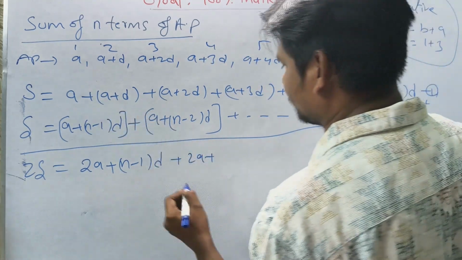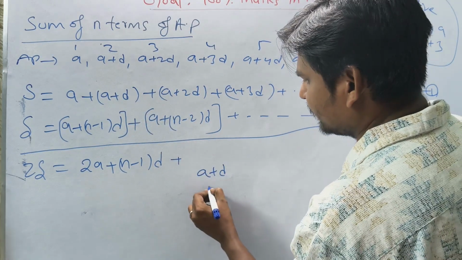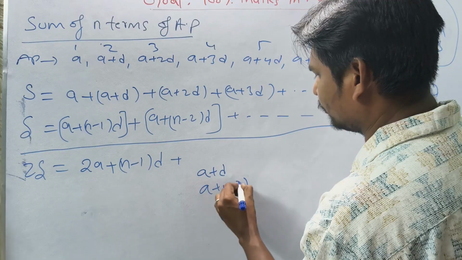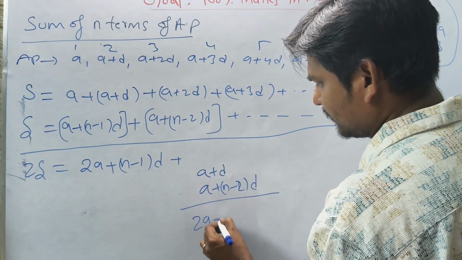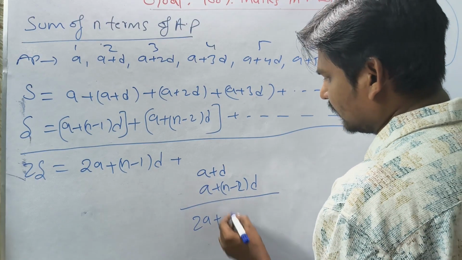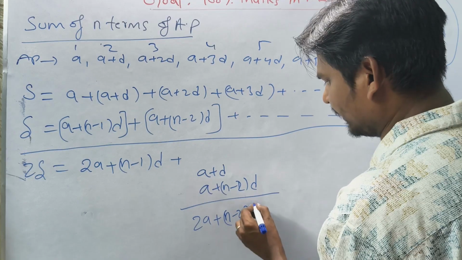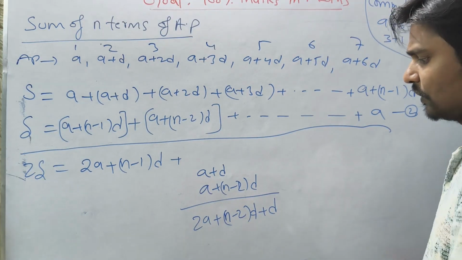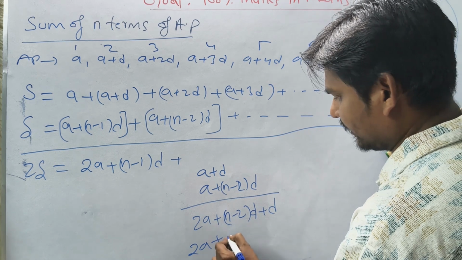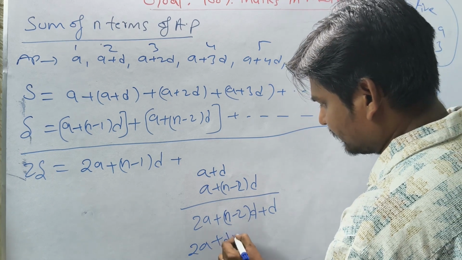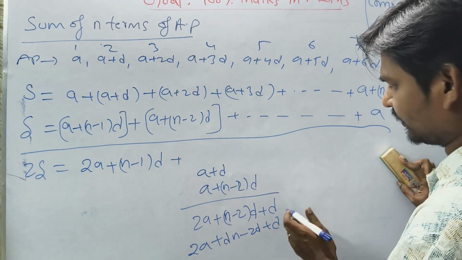See here, I am solving separately, otherwise once you check here, a plus d and a plus n minus 2 into d. Clear? From this what you will get here? 2a plus, here it gives n minus 2 into 2d plus d. Correct? Now if you solve this one, see what will happen. 2a plus dn minus 2d plus d. From this again minus 2d.